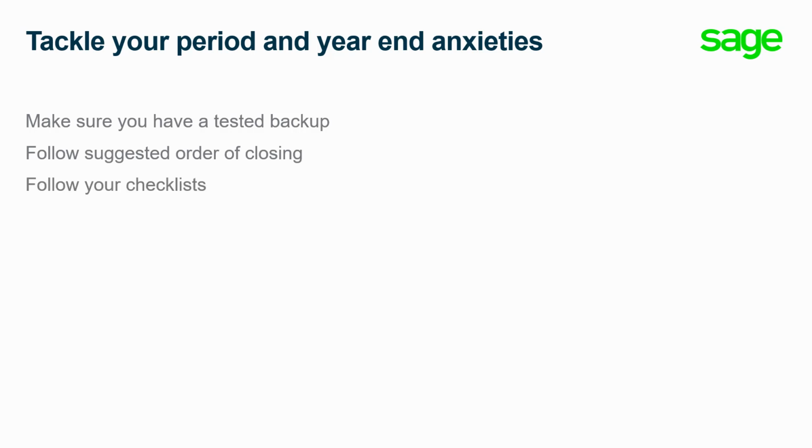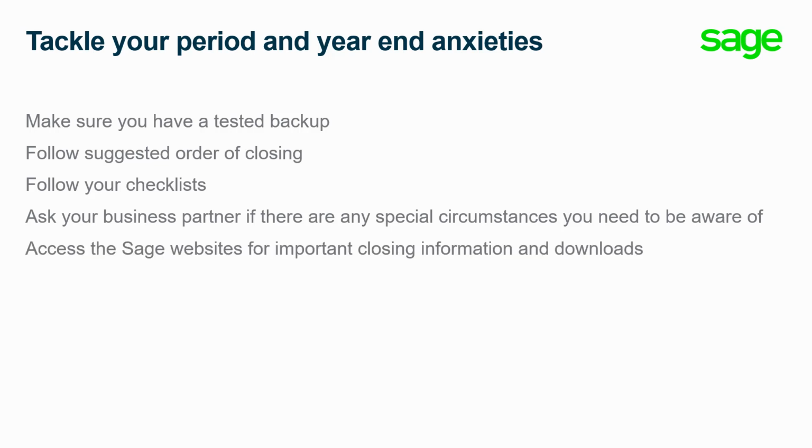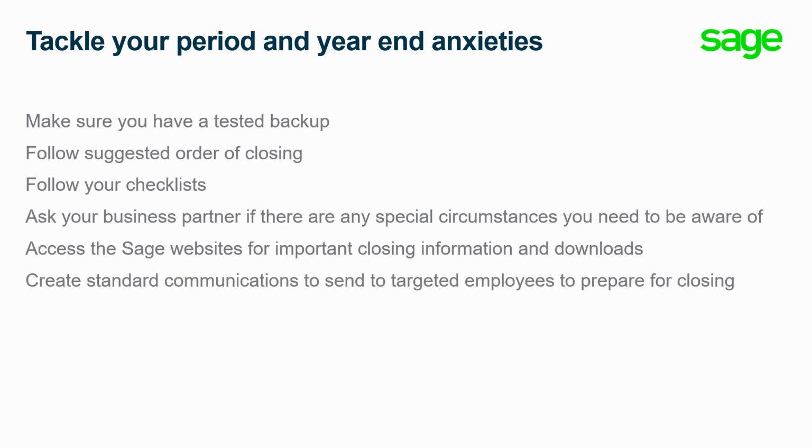You'll want to follow your checklist, and there are some available in Sage 100 to help you with organizing this time. You'll want to ask your business partner if there are any special circumstances you need to be aware of. That might include some additional enhancements that you have installed. You'll want to access Sage websites for important closing information and downloads. And you'll want to be communicating with the employees that are involved with the period or year-end processing so they know exactly what's expected of them.